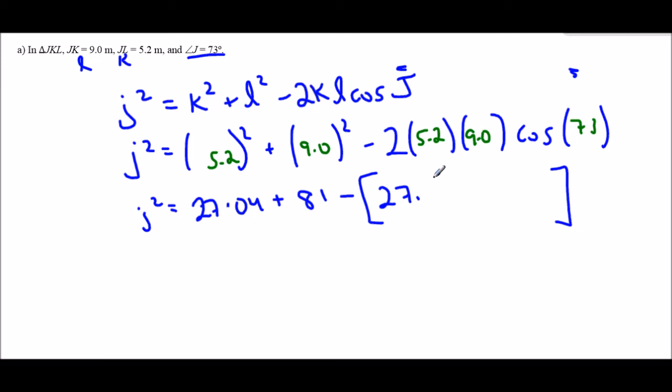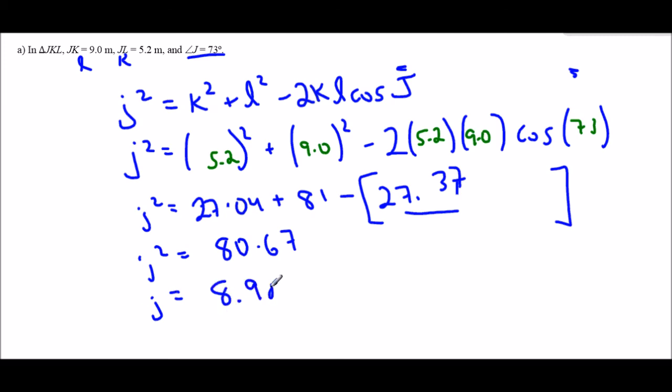So this would be 27.37. So j squared equals, so now I'm just going to do 27.04 plus 81 minus this number. So 27.04 plus 81 minus 27.37. So I get 80.67. And then I just need to take the square root of that number, and I get 8.98.